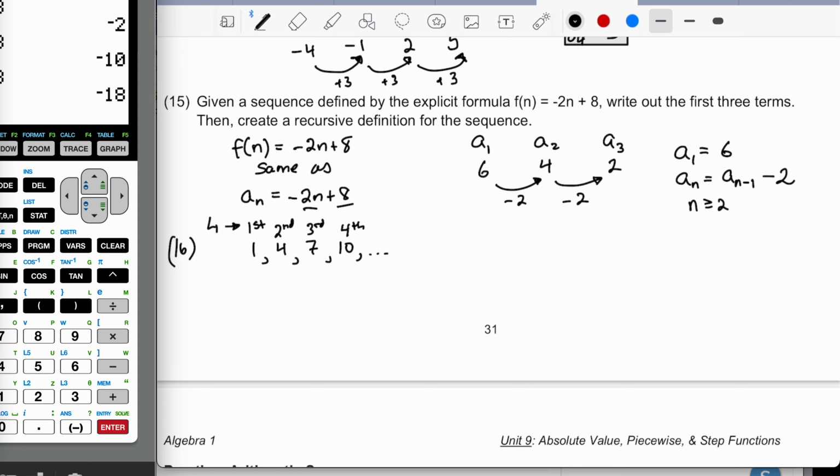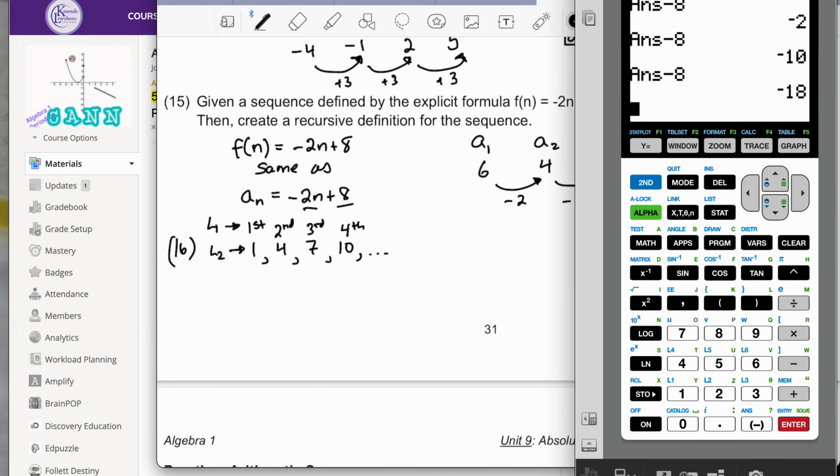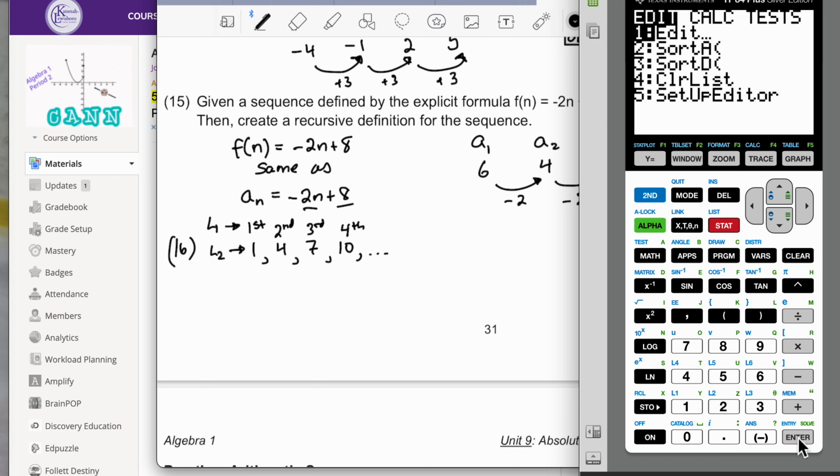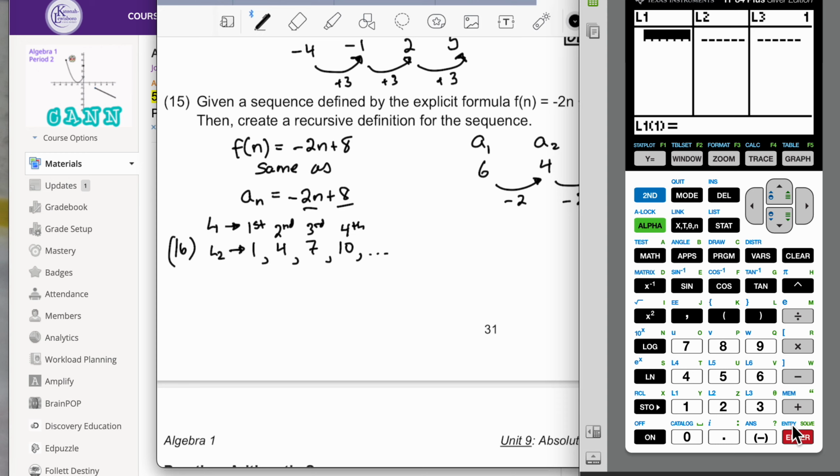So L1 and L2 is where you'd store this data. So we're going to approach this the way we would for an exponential regression, except we're not going to use an exponential regression. All right. So stat edit to type in your data, your L1 values, 1, 2, 3, 4. Your L2 values 1, 4, 7, 10. All right. So you do all this by stat edit. Type in the data.